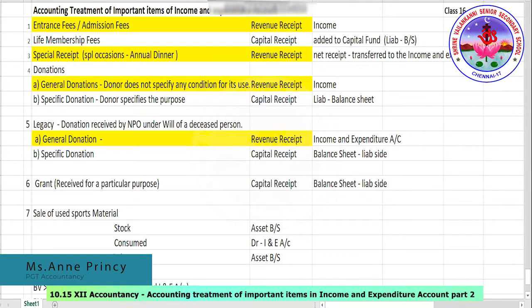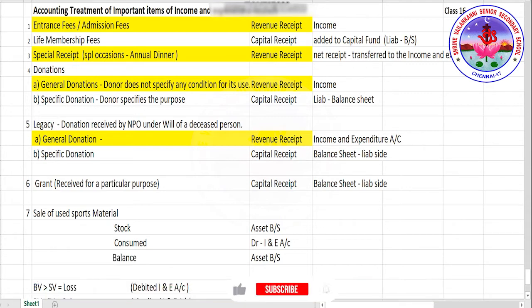We are going to recap the accounting treatment of important items, those reflected in the income and expenditure account. There are some important items, and that's what we are going to look into. Entrance fees, admission fees is a revenue receipt. We know revenue receipts should be recorded in the income and expenditure account. Life membership fees is a capital receipt. Every capital receipt should be recorded in the capital fund, the balance sheet.